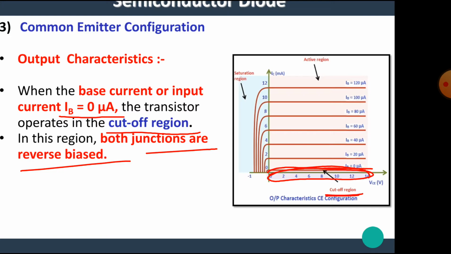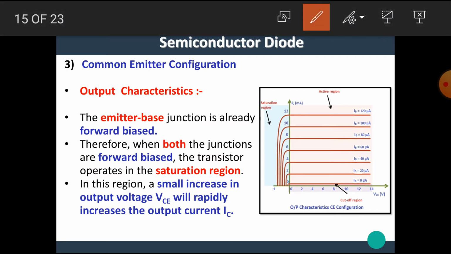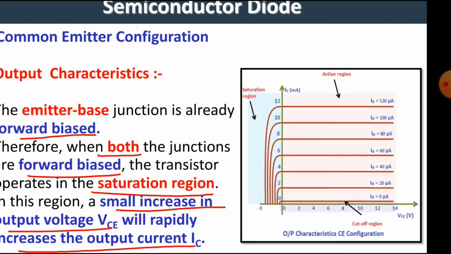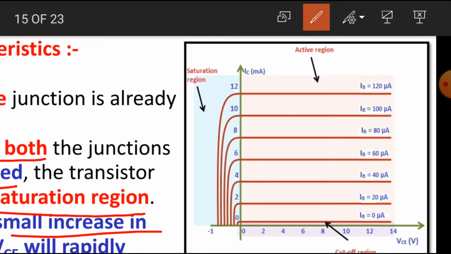In the cutoff region, the transistor works as an open switch. Now, if the emitter base junction is already forward biased and the collector junction also becomes forward biased, then both the junctions are forward biased and the transistor operates in the saturation region. In this region, a small increase in output voltage VCE will rapidly increase the output current IC.